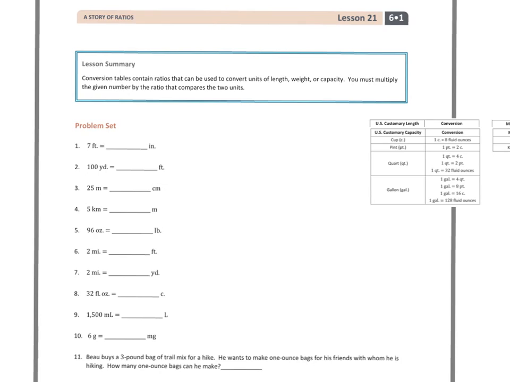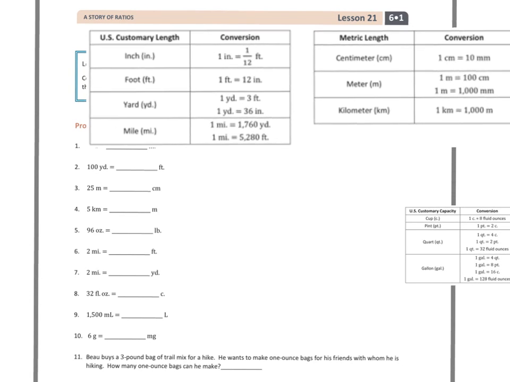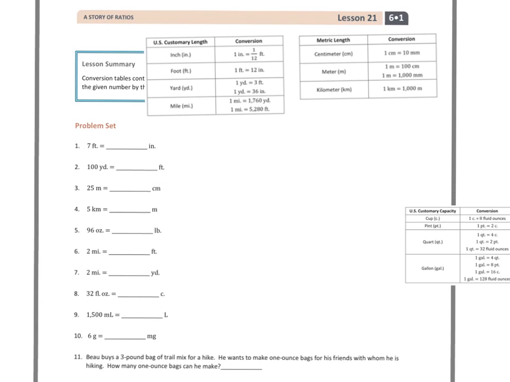So let's take a look at the first one, and we see that it says 7 feet equals blank inches. So I have to go to my conversion chart, and I have two of them here, and I'm going to pull them up so you can see them. And I see the conversion right here. 1 foot equals 12 inches. And I'm going to use that one because I'm going from feet to inches. So that'll be the easiest one for me when I'm working with whole numbers.